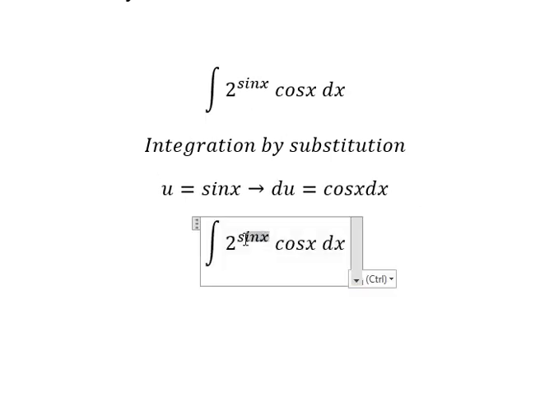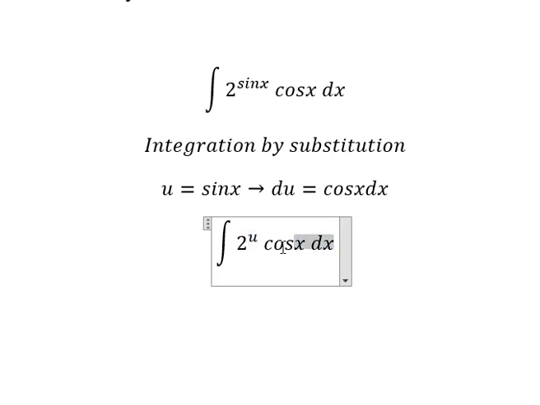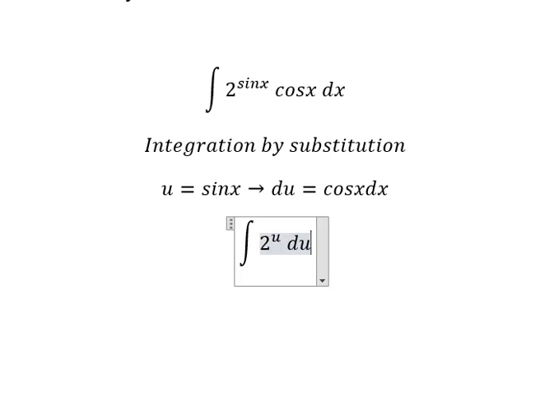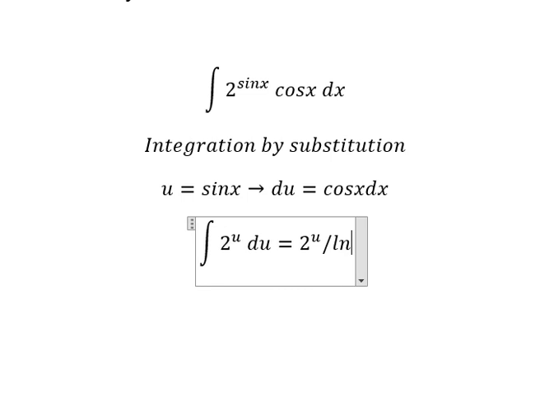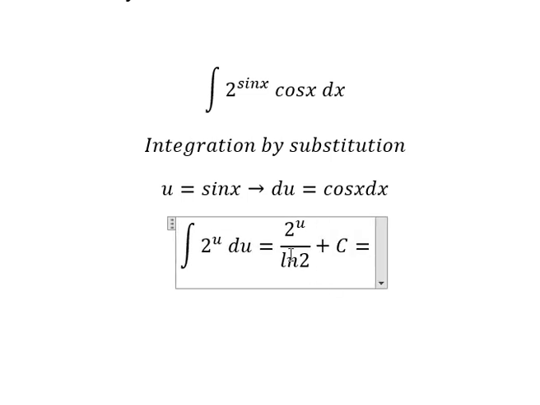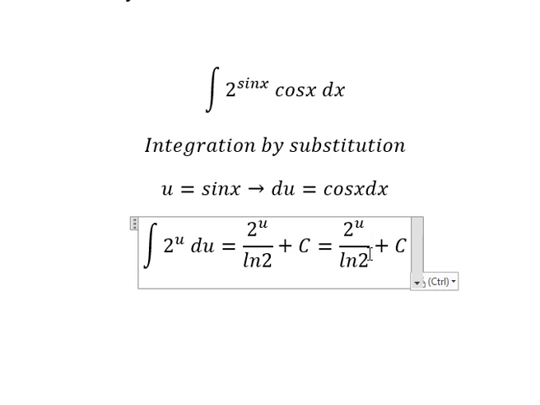This one we change for u, this one we change for du. The integration of this one, we have 2 to the power of u over ln 2, and I will put plus c. For u, that is sine x.